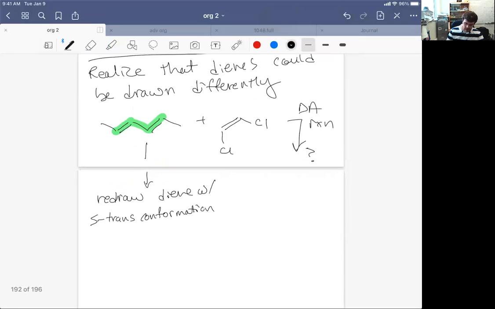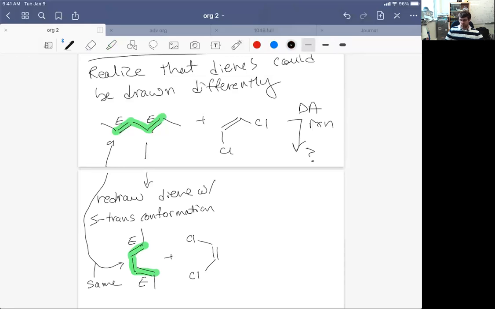Okay, what does that look like? Well, I'm just going to draw the diene as I usually see it. And I have to recognize that the alkenes in my starting depiction of the diene were both E, and I have to add the methyl groups so that they're both E. Now, as a result, the molecules where I've highlighted the diene in green are now the same. These two structures are the same. So when I add that to my dienophile, I will get a Diels-Alder product.